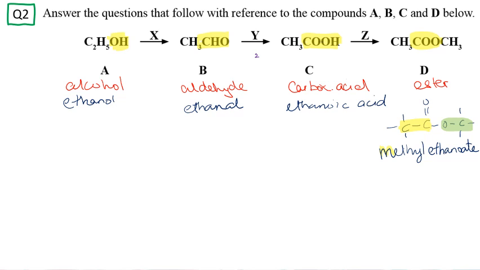The next bit of information that I would deem important here is going from A to B to C to D, so the conversions X, Y, and Z. So first of all, what kind of conversions are they? Going from an alcohol to an aldehyde, that's an oxidation reaction. And going from an aldehyde to a carboxylic acid is also an oxidation reaction.